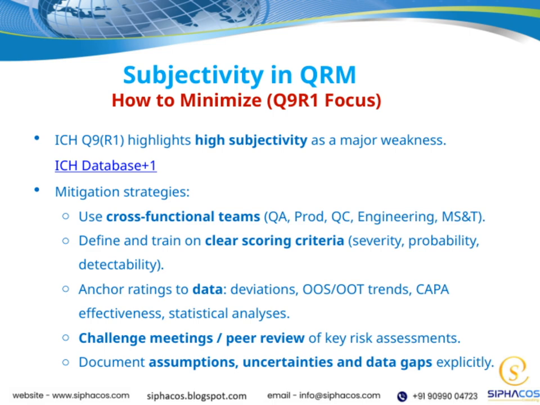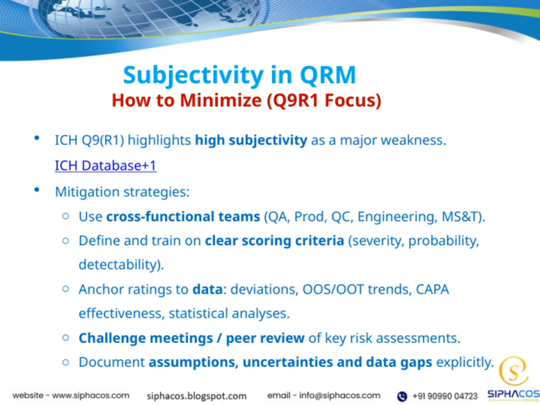Second, it's important to define clear scoring criteria for aspects like severity, probability, and detectability, and then train everyone on these standards. This consistency helps make our assessments more objective. Third, anchoring our ratings to data is key. This means using actual deviations, trends from OOS or OOT results, CAPA effectiveness, and statistical analyses to support our judgments. Additionally, holding challenge meetings or peer reviews of critical risk assessments can help catch biases and ensure thorough evaluation.